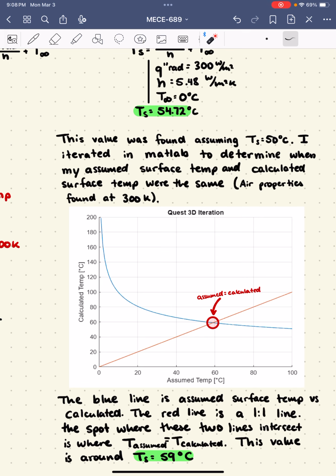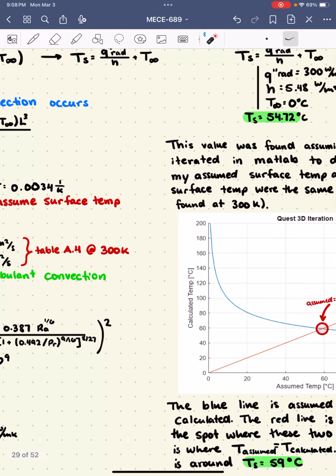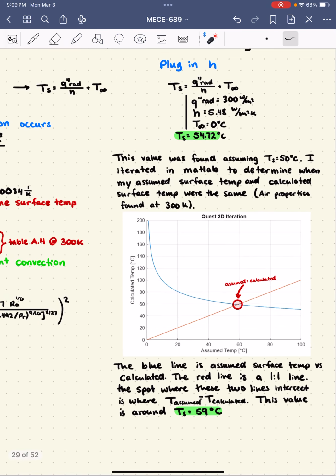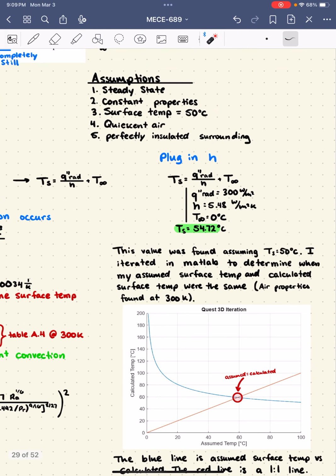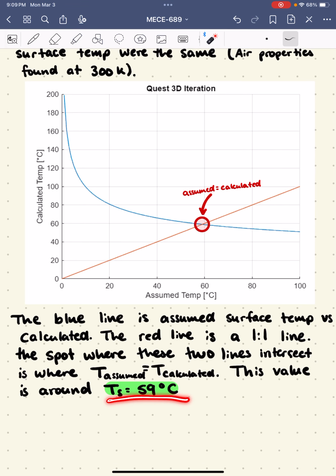Of course, there are more variables to vary, but I did not do that. So when I solve it like this, iterating the surface temperature and then solving it, I get that the surface temperature is closer to 59 degrees Celsius. So it's a little bit far off from our initial guess of 50 C, and from what we calculated when we used 50 C. But I think that a closer, more accurate answer is around 59 degrees Celsius.